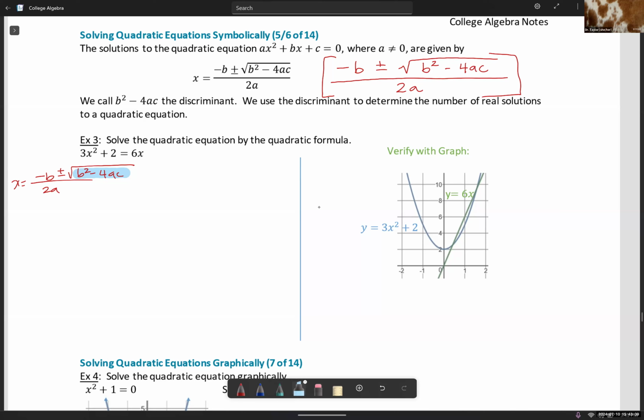But for right now, let's just use the quadratic formula. This is how you would do it. 3x squared minus 6x plus 2. Somebody please unmute yourself real quick and tell me why I just wrote it like that.